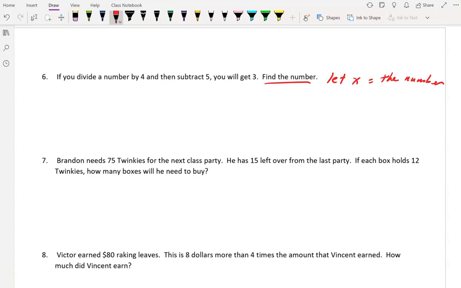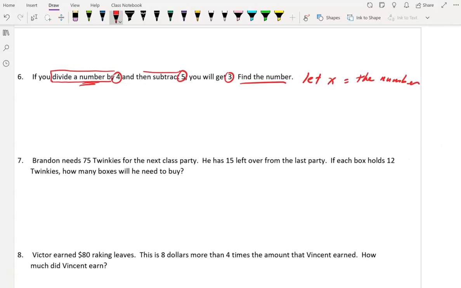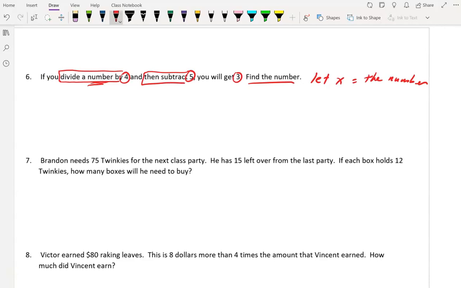Let's circle the numbers that are in the problem. There's a 4, there's a 5, and there's a 3. So it says we are going to divide a number by 4. And there's that, the number. And then we're going to subtract 5, and then you will get 3 when we're all done. So if we write this out, our total is going to be 3. We're going to divide a number by 4. So we're going to take our number, divide that by 4, and then we will subtract 5 and get 3.